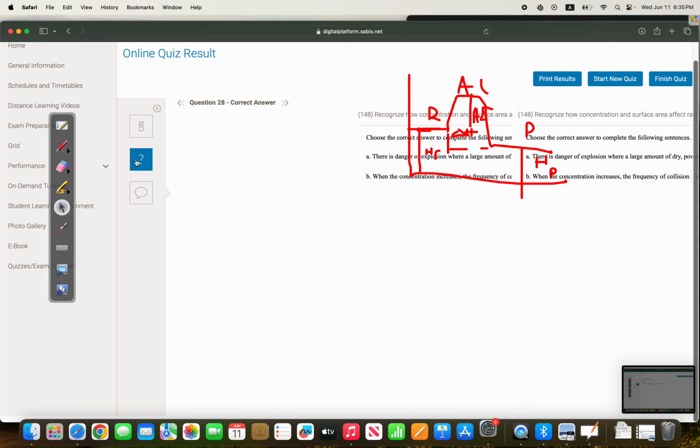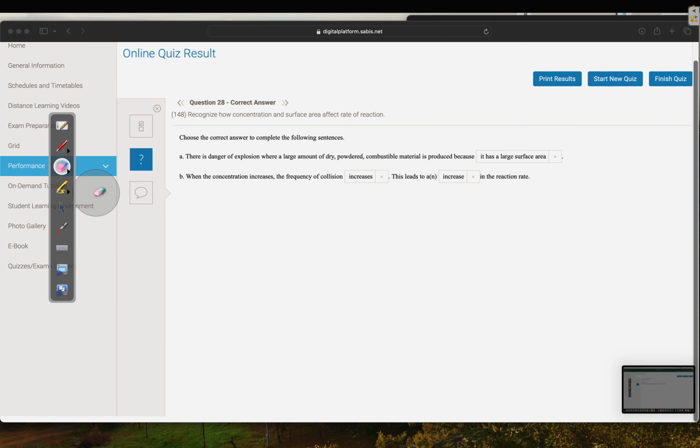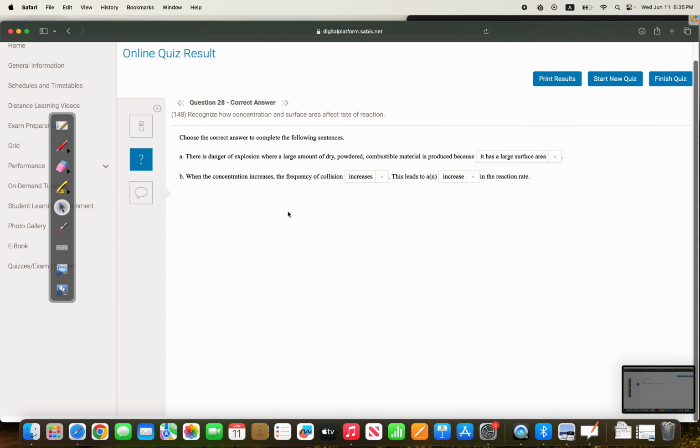Number 28. There is a danger of explosion where a large amount of dry powdered combustible material is produced because it has a large surface area. When the concentration increases, the frequency of collision increases. This leads to an increase in reaction rate.